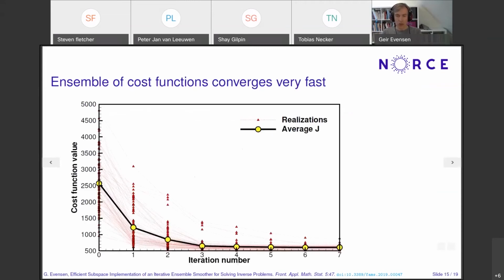And this is just showing the convergence of the different cost functions, because I have an ensemble of cost functions, and these are the initial values, and then after about 4, 5, 6 iterations, they have all converged. The thick line with the yellow dots is the average cost function. So in 4 to 6 iterations, we have a solution.